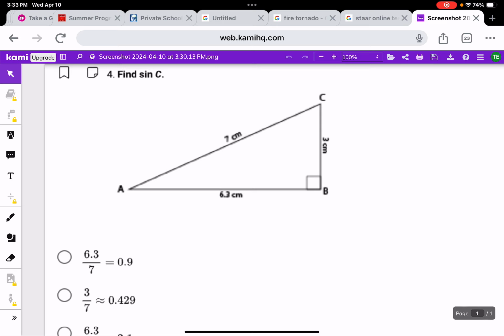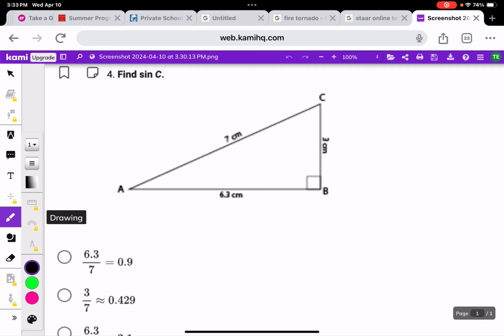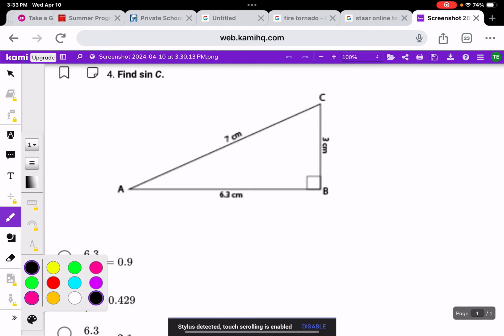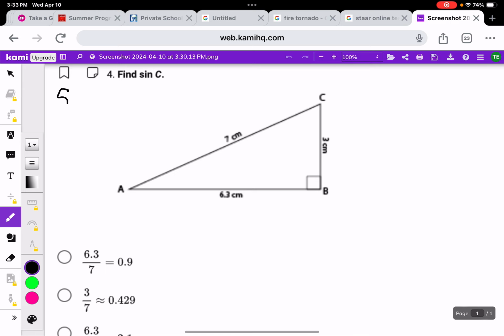It's asking us to find sin, or sine is how you pronounce it, but it is written sin because that's the way it is on the calculator. Sine C. So the first step is we're going to write out our mnemonic so that we remember exactly which ratios are which. So I'm going to write it right over here.